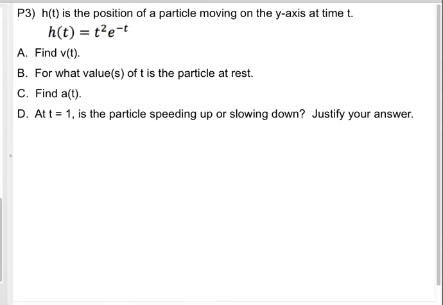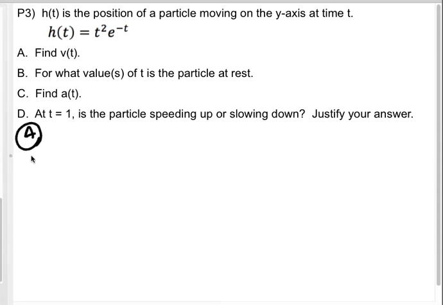All right, moving on. P3. H of t is the position of a particle moving on the y-axis at time t. Find v of t, find the values for which we're at rest, find a of t, and then is the particle speeding up or slowing down at 1? So this is basically the same question, all right? So you go ahead and pause me if you want.